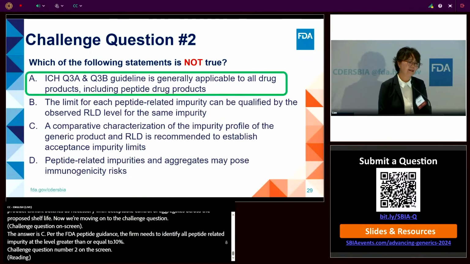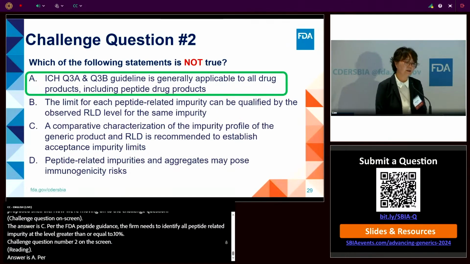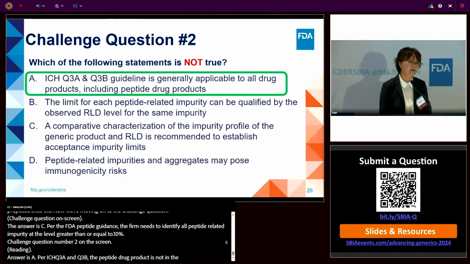The answer is A. Per the ICH Q3A and Q3B, peptide drug products are not in the scope of ICH Q3A and Q3B.